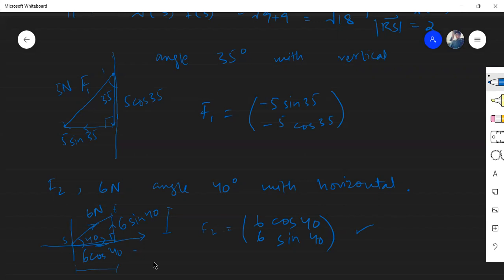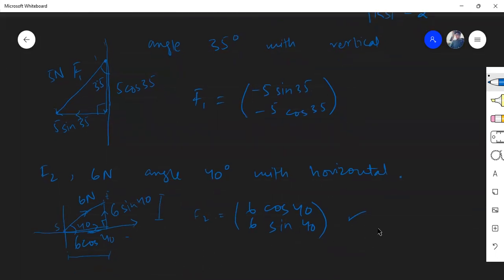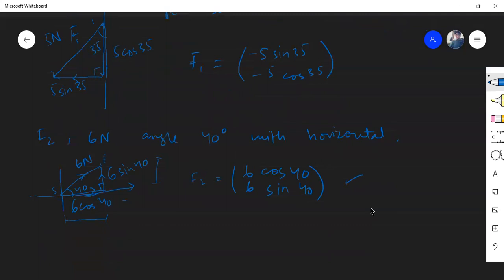Okay. So now, why are we doing this? Why are we writing these vectors F1 and F2 in column matrix? Because this helps us find the resultant force. Now I'll just show you how easy it is for us now to calculate the resultant force.